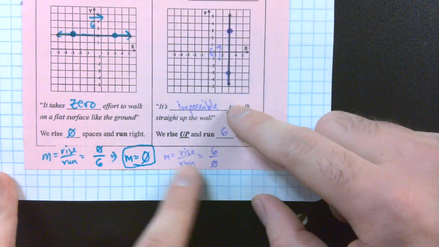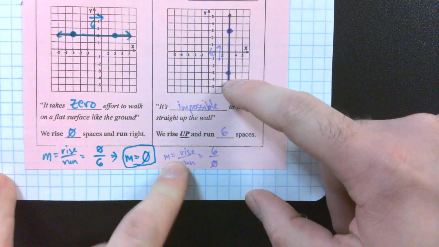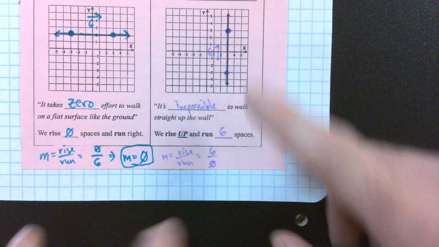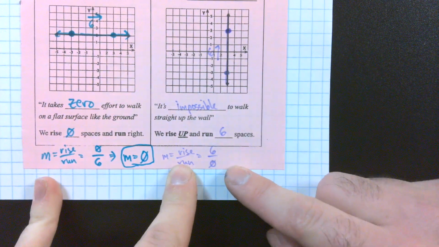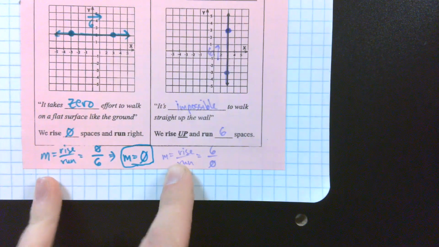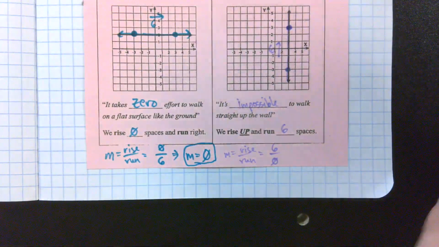All right. So where were we at? We were right here, right? So we started on the bottom. We rose up 6. We ran 0. So my rise over my run is going to be 6 over 0. Well, what is 6 divided by 0? I hear someone say 0. I hear someone say 6.